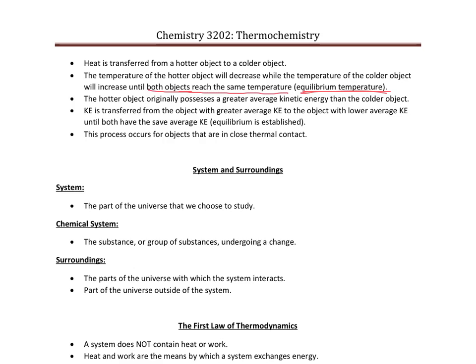The hotter object originally possessed a greater average kinetic energy since it had a greater temperature than the colder object. The kinetic energy is transferred from the object with the greater kinetic energy to the object with the lower kinetic energy until they have the same kinetic energy, and again equilibrium is established. This process occurs for objects that are in close thermal contact. So for instance, if you were to hold the hand of someone who has a colder temperature, your hand will decrease in temperature, and their hand will increase in temperature until you both have the same temperature.